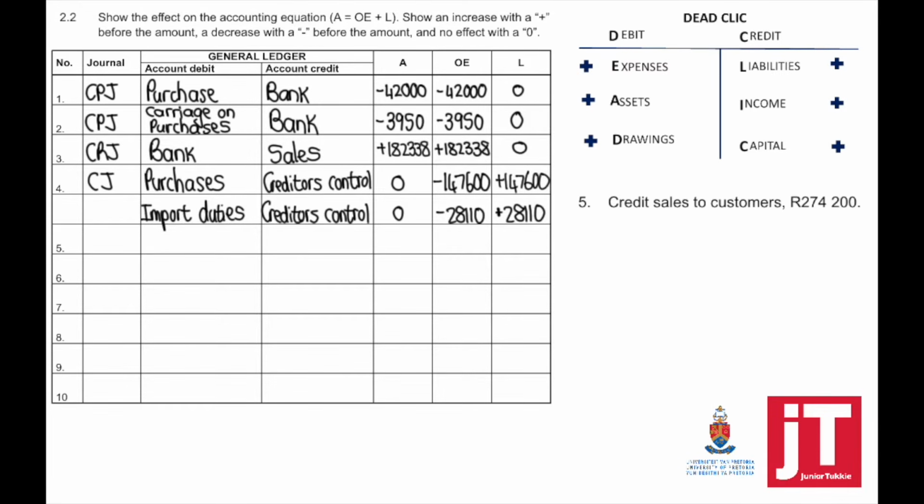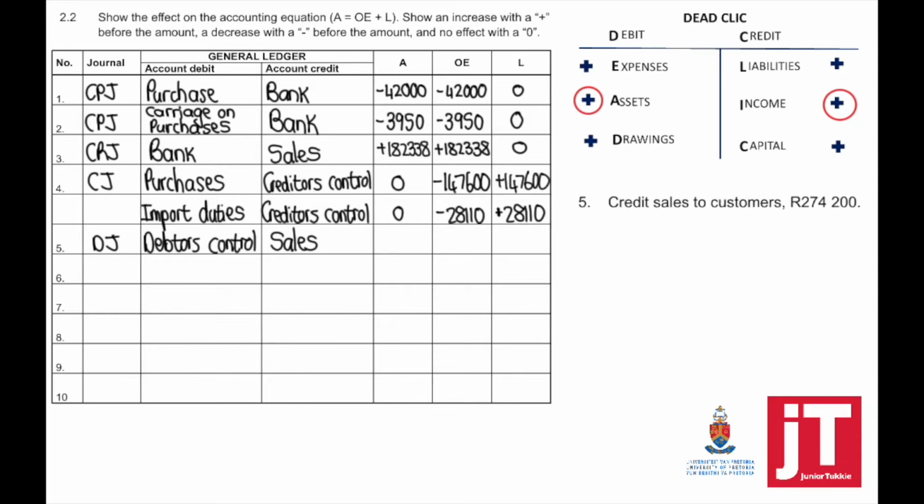Transaction number 5, credit sales to customers 274,200. Credit sales means we sold goods on credit, which means it will be shown in the debtors journal. We sold on credit, money is owed to us, and those customers who owe us money are called debtors. So debtors control will be debited, account credited, sales.